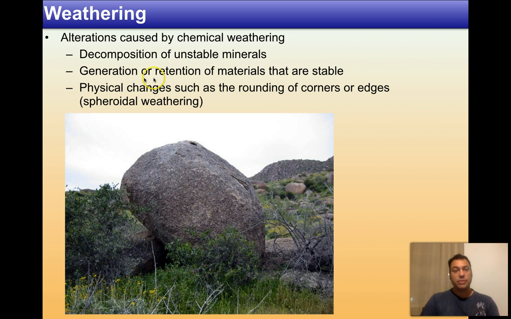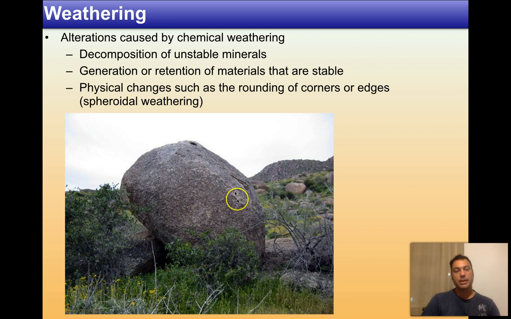It also results in the generation or retention of materials that are stable, right? So it breaks down things that shouldn't be at the Earth's surface or aren't happy at the Earth's surface for thermodynamic reasons, and it creates things that are happy at the Earth's surface. So amphibole, for example, is not one of those happy minerals at the surface. It wants to become a clay plus all of those limonite and hematite and other things. So you get the idea. And that can result also in some really cool physical changes, such as the rounding of corners or edges.